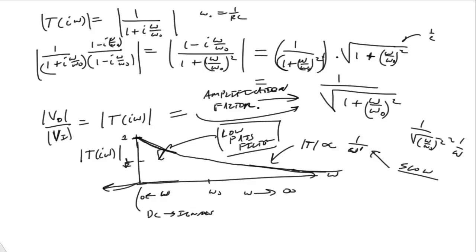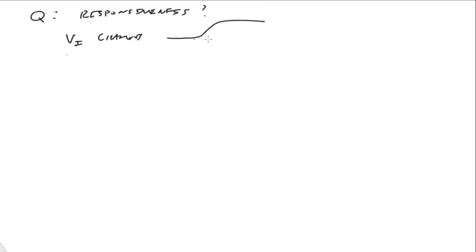But now we're going to ask another question. We know about amplitude, now I want to know about responsiveness. And what I mean is, if VI changes, so it goes like this, say, like that over some period of time, call that T star, let's say. And let's actually make this more concrete. Let's go to our real RC circuit. I'm going to actually turn on the signal like that, right at T star.